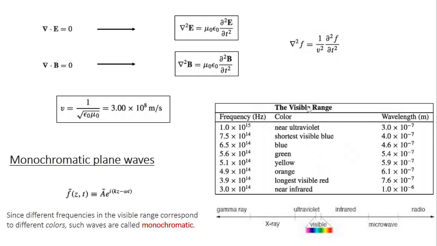If you take the visible spectrum of light, each frequency corresponds to a particular color. For example, 6.5 into 10 to the power 14 Hertz corresponds to blue color. Similarly, 4.9 into 10 to the power 14 corresponds to orange color. So in this notation, this wave corresponds to a single frequency. In other words, this wave corresponds to a single color. That's why we call such a wave a monochromatic wave.